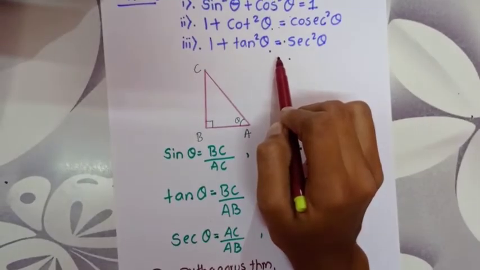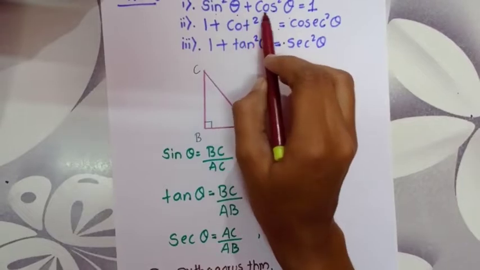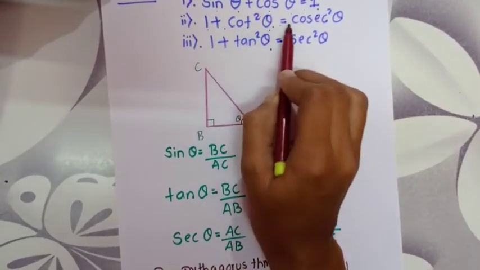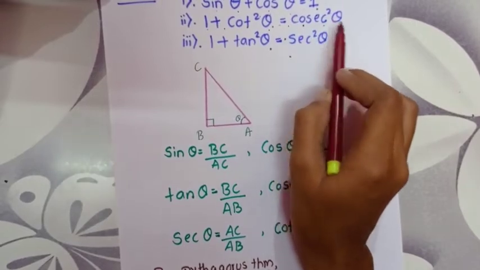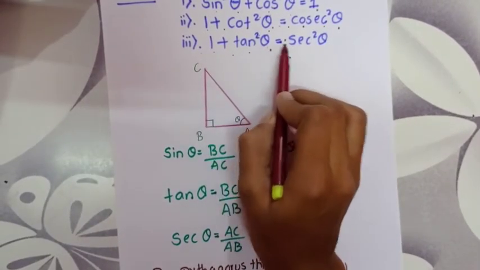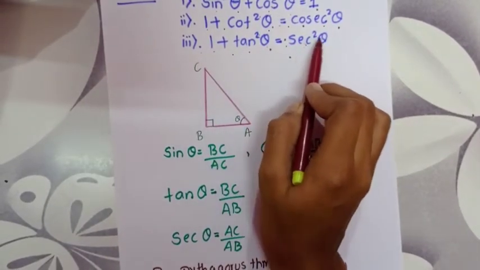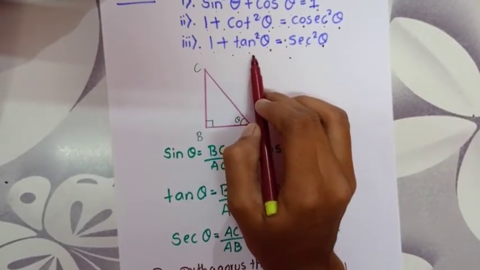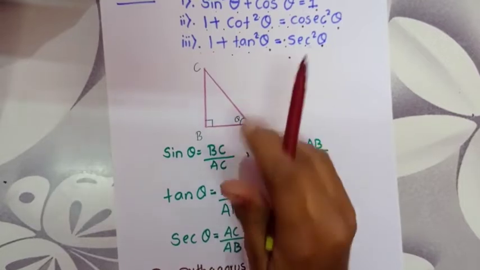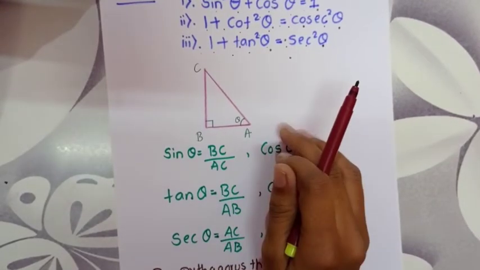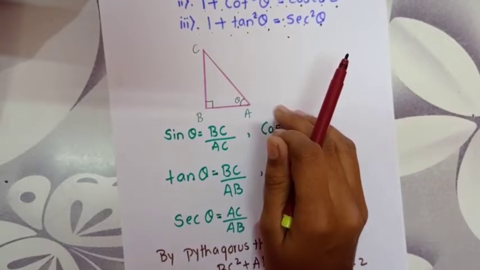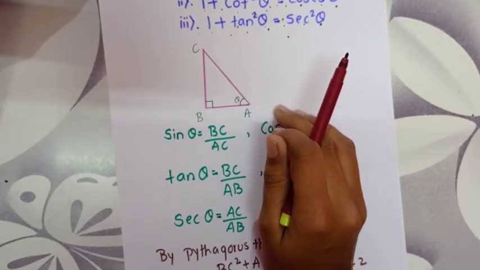Now, the fundamental identities of the trigonometry will be sin square theta plus cos square theta is equal to 1; 1 plus cot square theta is equal to cosec square theta; and 1 plus tan square theta is equal to sec square theta. In this way, these three are the fundamental identities of the trigonometry. This video is going to help you a lot so that you can solve all the exercises on the chapter trigonometry.